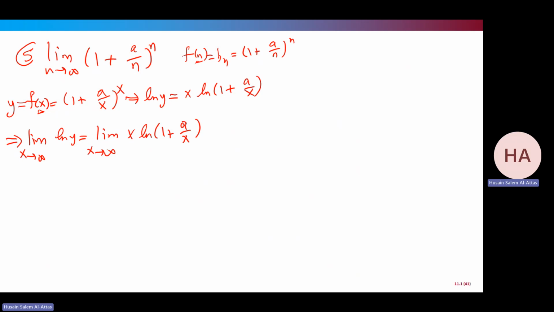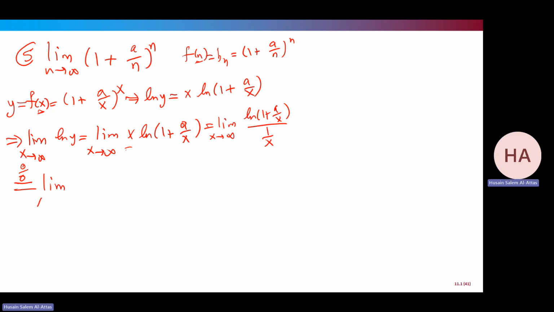If you use this directly, it will be infinity times 0. This is a over infinity, which is 0, because a is just a fixed value. 1 plus 0 will be 1. ln 1 is 0. So you have 0 times infinity. I will use L'Hopital's rule. Before I do that, I need to make it function over function. So I have this over 1 over x. So now this is 0 over 0. So I'll use L'Hopital's rule.